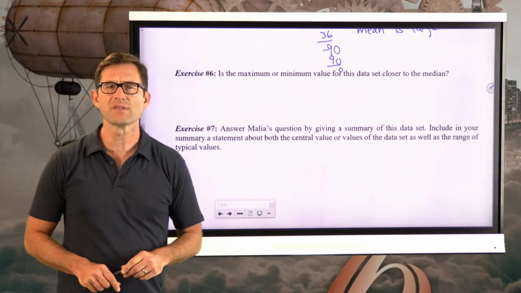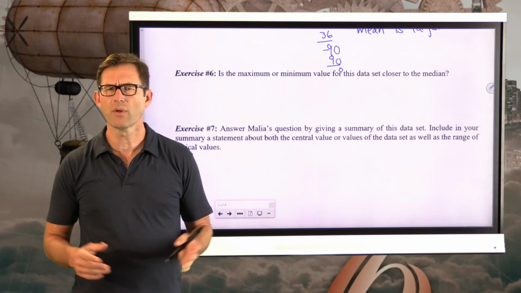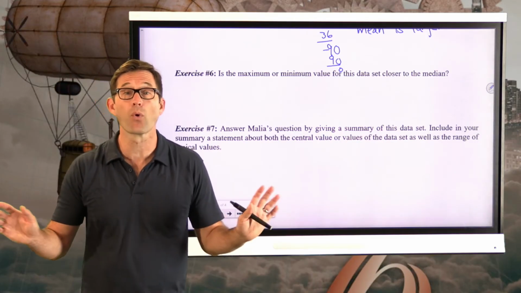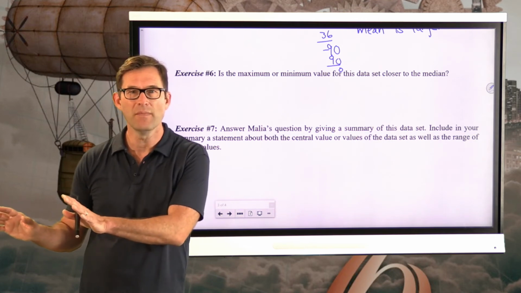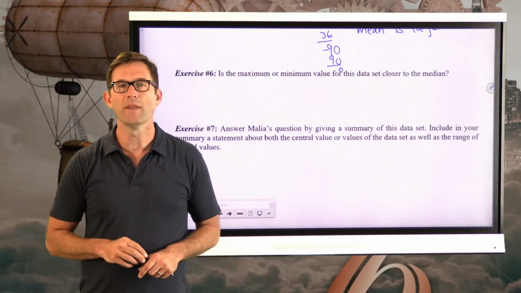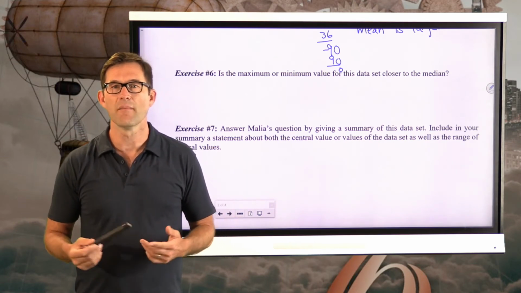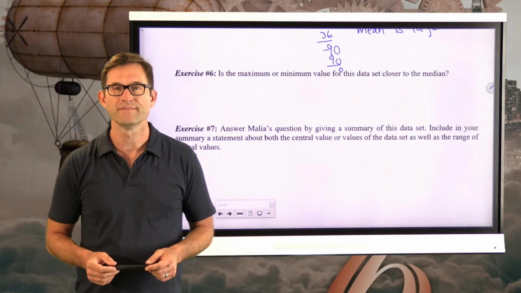Let's take a look at exercise number 6. Is the maximum or the minimum value for this data set closer to the median? All right, well, think about that a little bit. You know, which one's more extreme? That maximum at 13 or that minimum at 7? Take a moment and think about which one is closer to the median, the maximum or the minimum value.